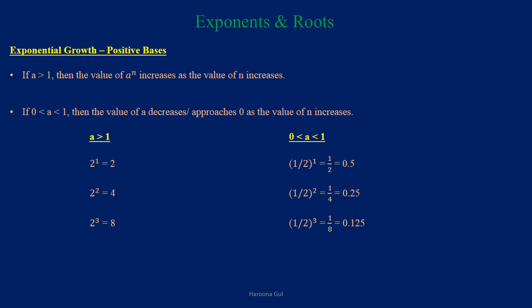Let us first discuss the exponential growth of positive bases. If a is greater than 1, then the value of a power n increases as the value of n increases. But if a is between 0 and 1, then the value of a decreases or approaches 0 as the value of n increases. This is explained by a few examples. You can replace the base with numbers of your choice and see how exponential growth works.